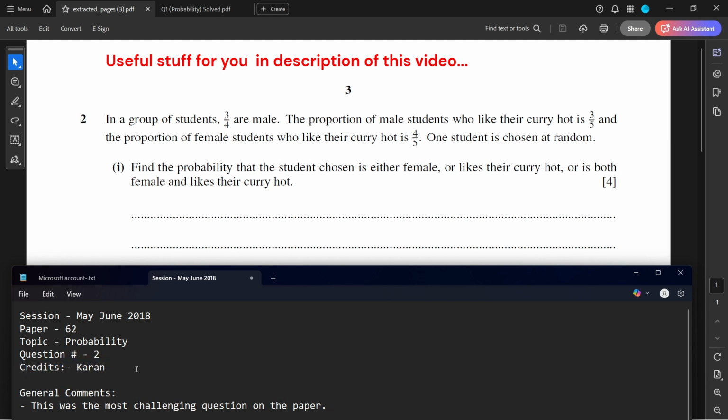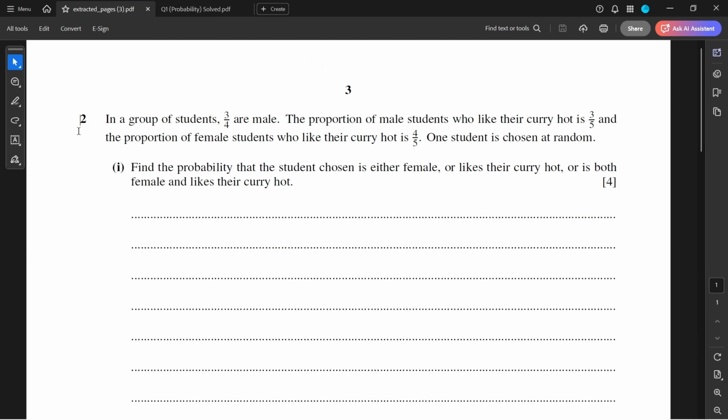So yes, let's get started without any further ado with this question. The question states that in a group of students, three-fourths are male. The proportion of these male students who like their curry hot is 3 by 5, and the proportion of the female students who like their curry hot is 4 by 5. Now, one student is chosen at random, and in the first part, it's given that we need to find the probability that the student chosen is either female or likes their curry hot, or is both female and likes their curry hot.